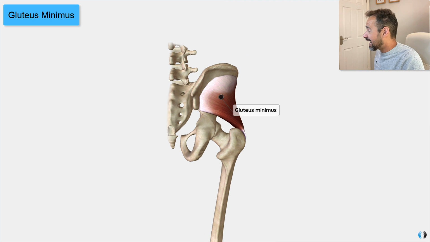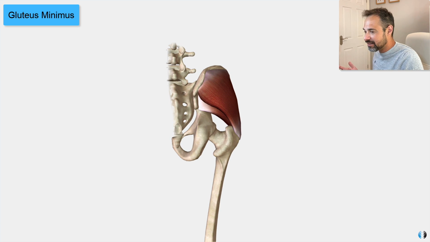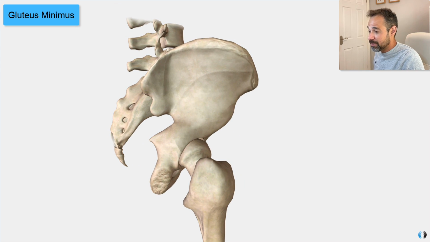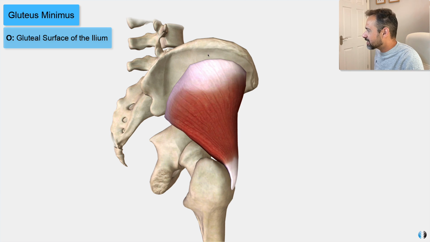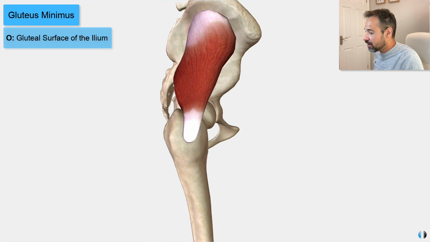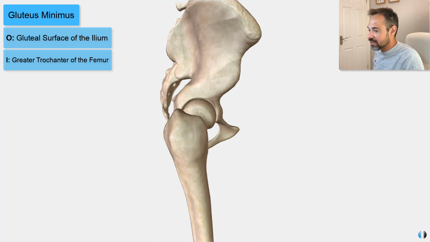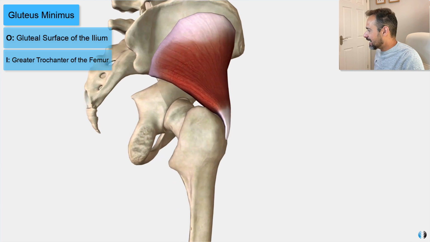So we can see that this actually sits directly underneath the gluteus medius muscle, which we looked at a second ago. Now, in terms of the origin of this muscle, it also originates from the gluteal surface of the ilium, but we can see that it actually originates from a lot lower than the gluteus medius does on that surface. Then, when we move on to its insertion, we can see that it also inserts into the greater trochanter of the femur, and we can see that here.